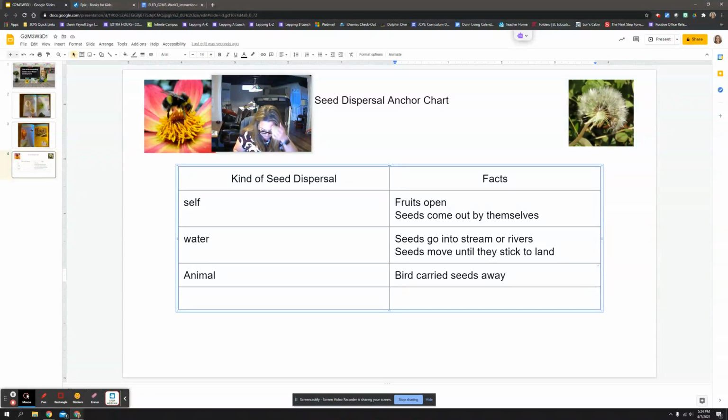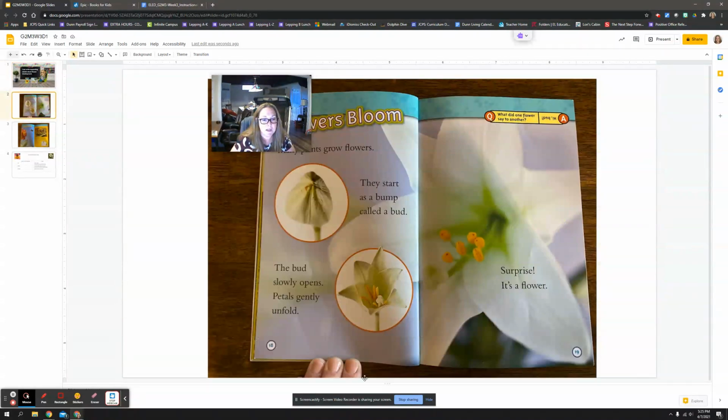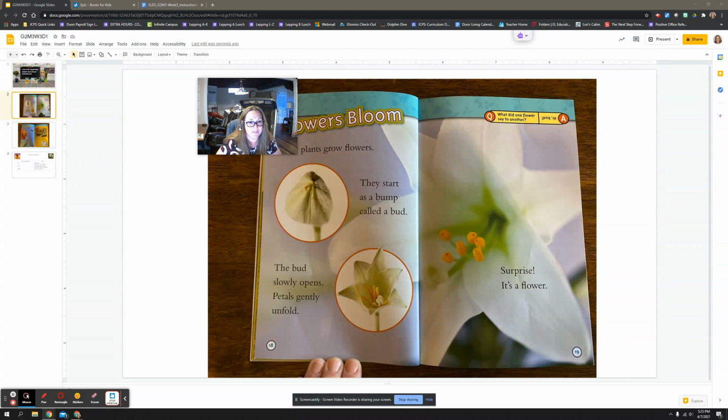Now, let's see right here. We're going to go back and look at that other book. Remember our other book, this Seed to Plant book? I want to go back because I recall reading something similar to this in this book. I've got the pictures for you on some slides. We're going to go right over here to this page. This is pages 18 and 19.